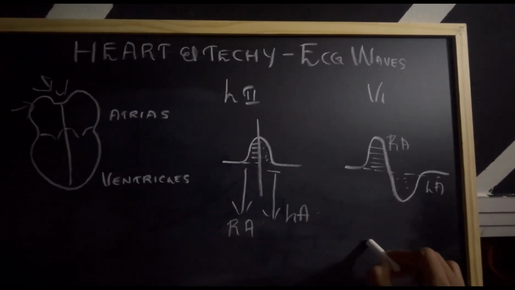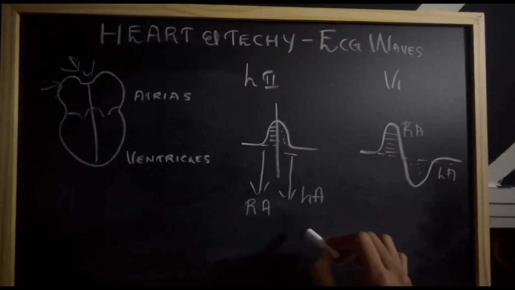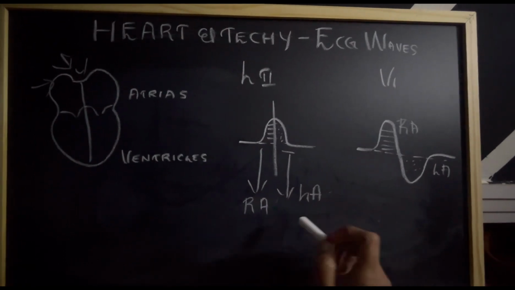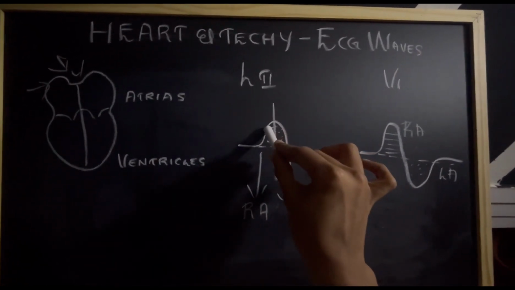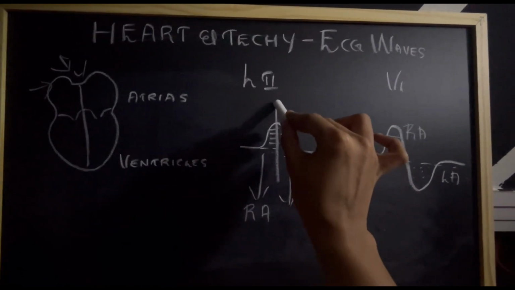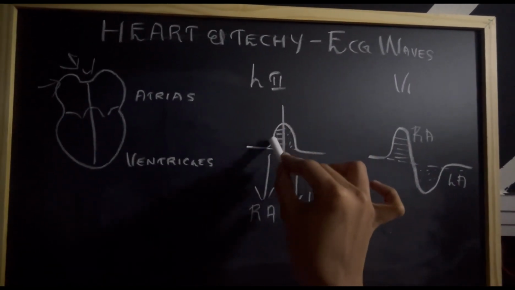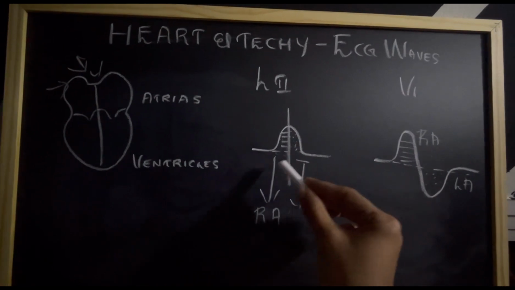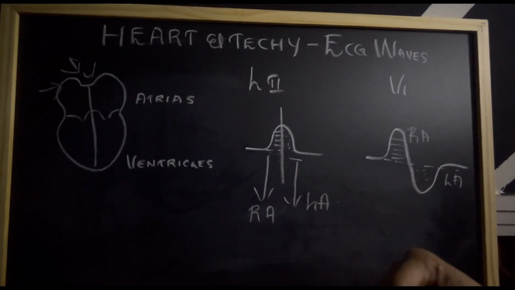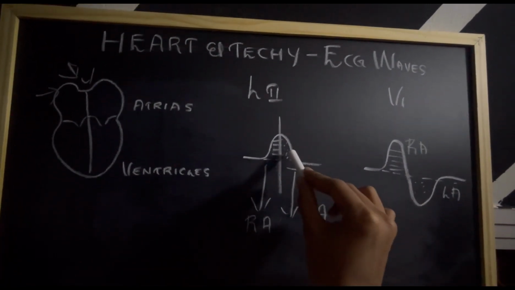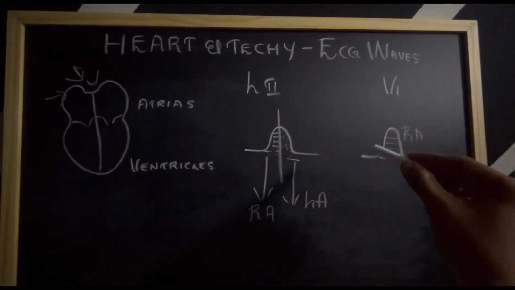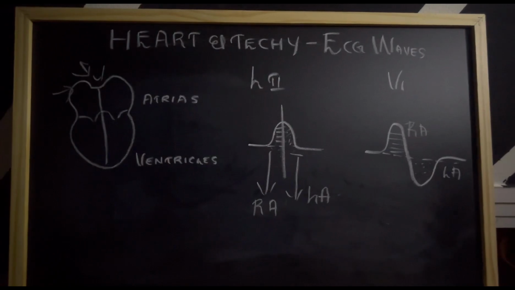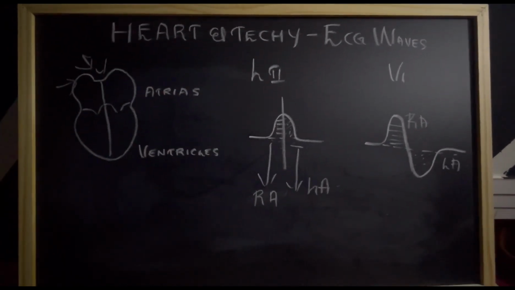Whatever the abnormalities, for example, if there is a right atrial enlargement, the first portion of this P wave will have a different morphology than normal. If there is a left atrial enlargement, this portion will have a different morphology. I will explain that in the next videos.